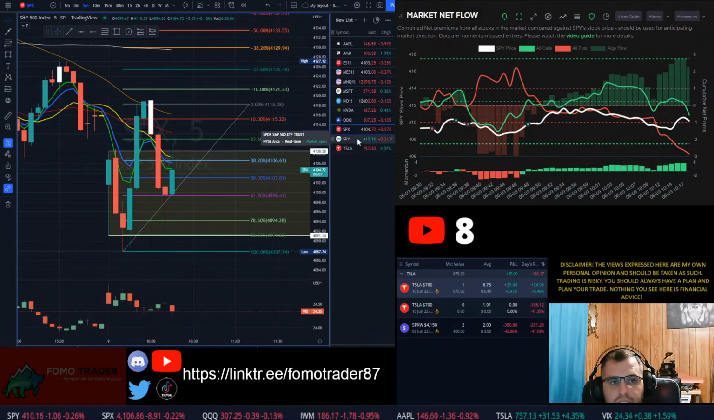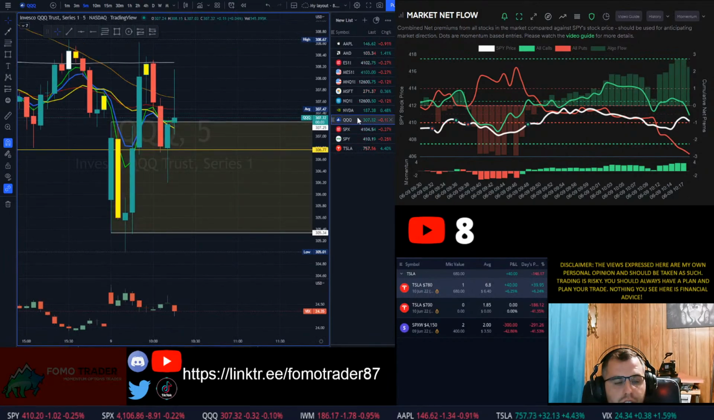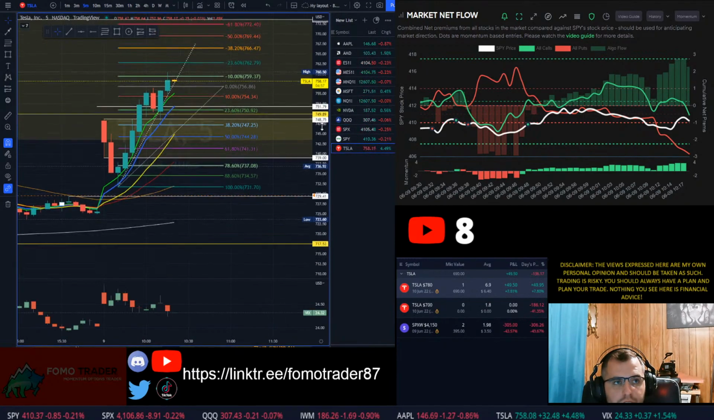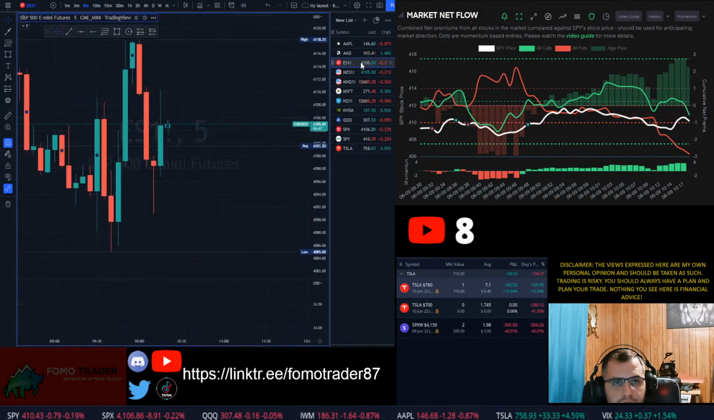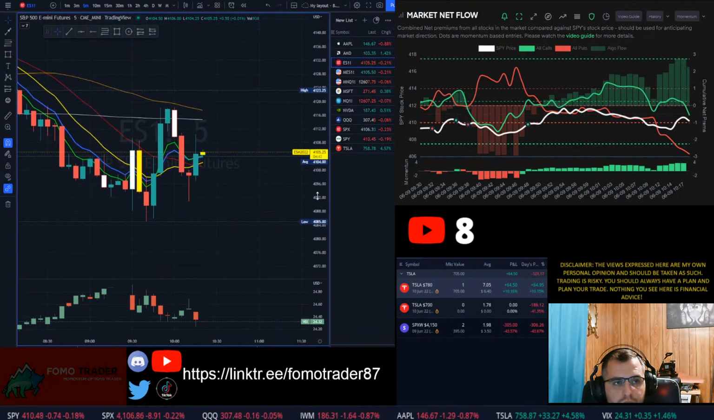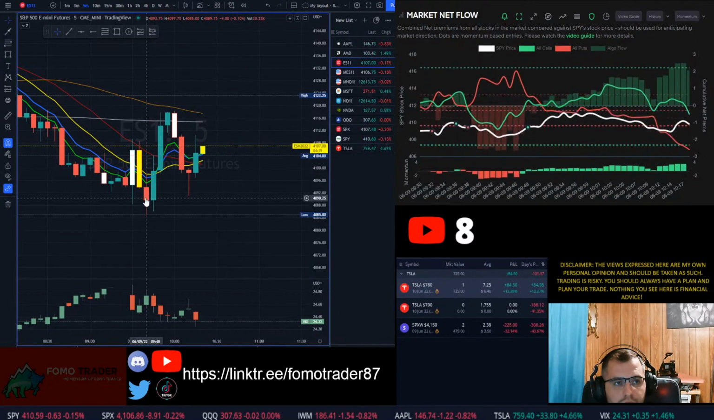SPX, we're right back into the orb. SPY is in the orb. QQQ is briefly out of the orb, but just barely. Futures not really doing a whole lot here.